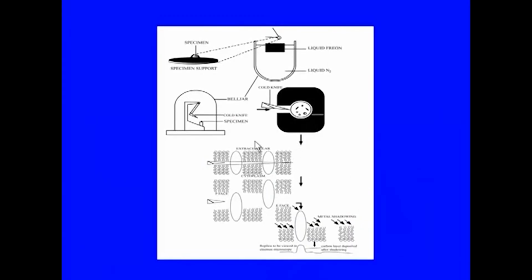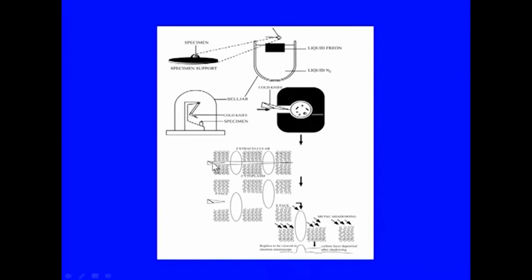This figure clearly explains the freeze fracture technique. Here there is a specimen support and a specimen. After fixation and cryoprotection with a solvent like glycerol, the specimen is rapidly frozen, and after rapid freezing it is put into this chamber, which is the cryo chamber or cold chamber. Here there is a scalpel or cold knife, and this cold knife is utilized to create the fracture. And like I said, the fracture will take the path of least resistance.